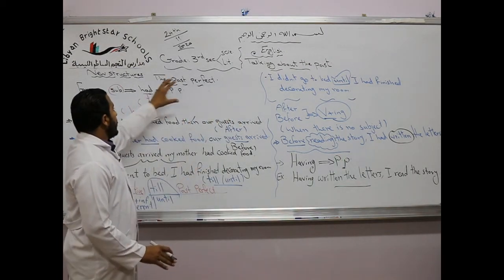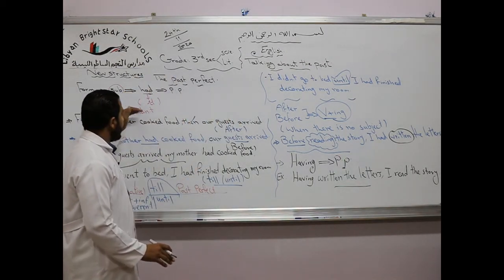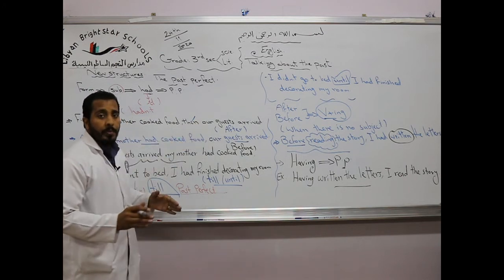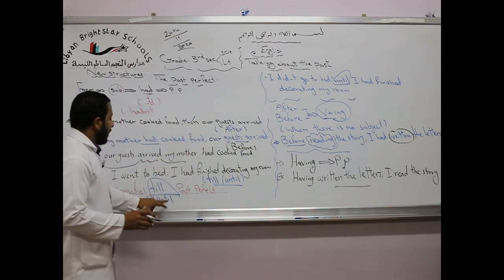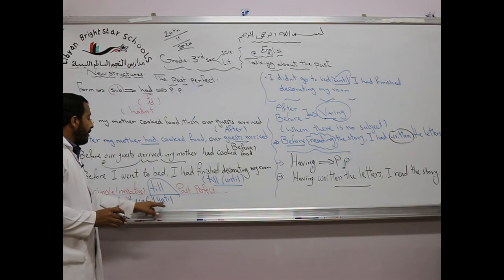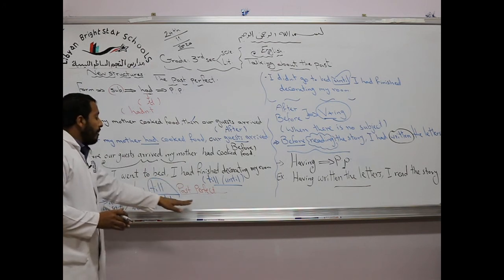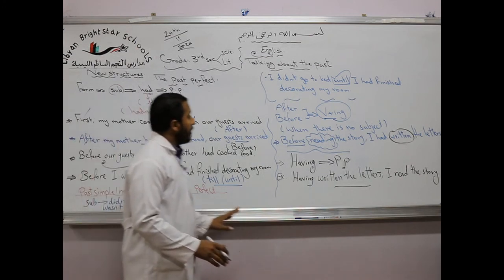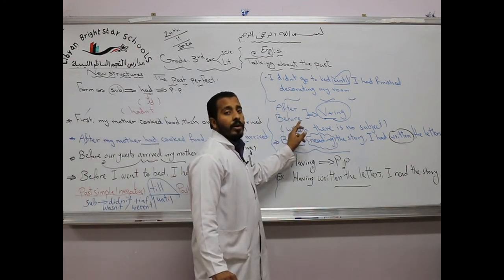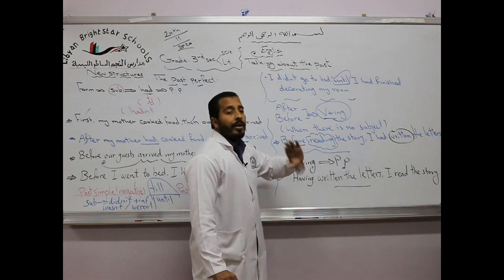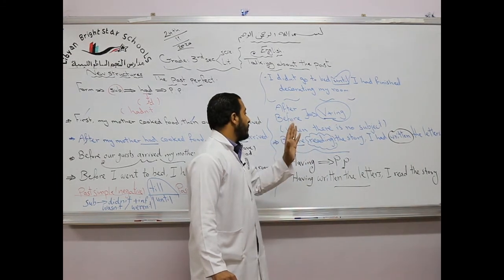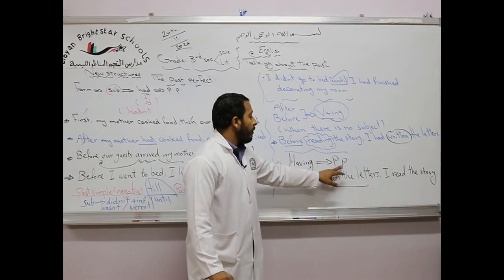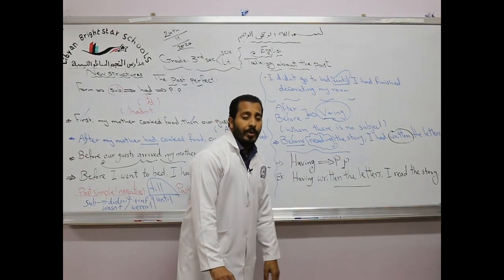To sum up, the past perfect is had, apostrophe d, or hadn't. After is followed by past perfect, then past simple. Till and until, we use them in the middle between the two sentences. They must be followed by past perfect preceded by past simple negative. After and before must be followed by verb ing when there is no subject. Having must be followed by past participle directly.